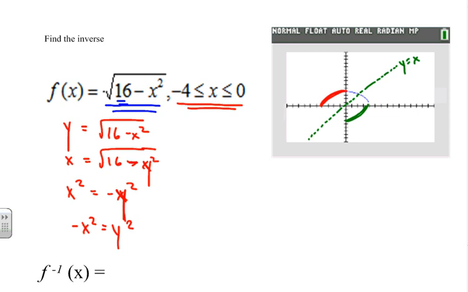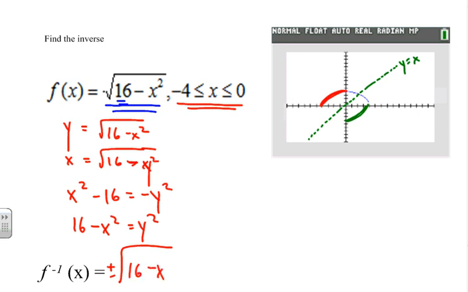Now, when you take the square root, I messed up this entirely. Holy moly. All right, x squared minus 16 equals negative y squared. Take the negative, and now we have 16 minus x squared, and that equals y squared. I apologize. And now we have plus or minus the square root of 16 minus x squared.